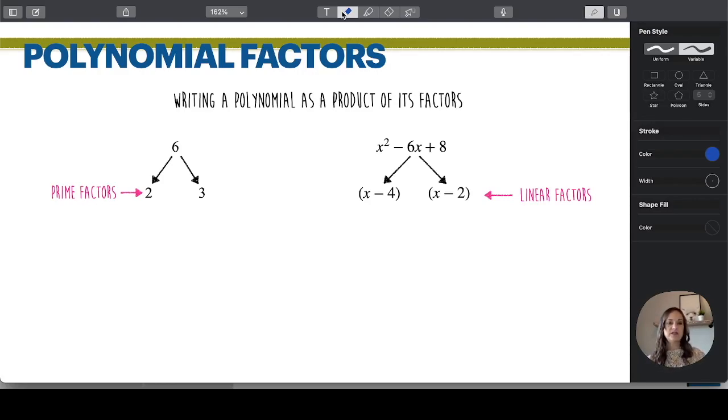Well, in the past, we have discussed when you have a constant, you can find its factors. You're thinking of numbers that multiply together that will get you 6. So in this case, 2 and 3 would be considered prime factors. Same thing applies to a quadratic or even a polynomial. So the linear factors of this quadratic would be x minus 4 and x minus 2, because if you were to FOIL these together, you would get back the polynomial. So these are what you would consider linear factors of this function.